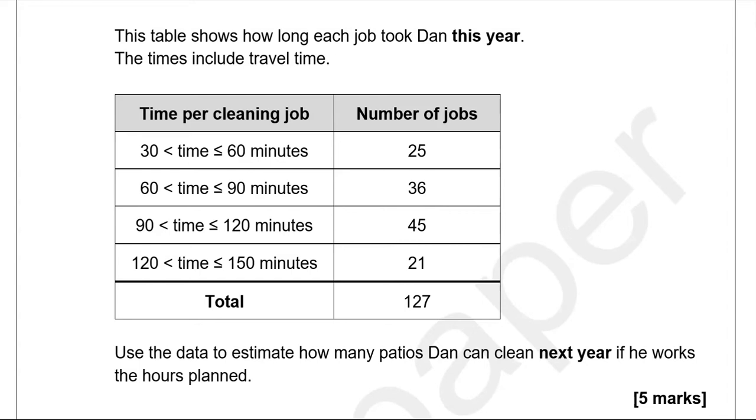So first we're going to estimate the time it takes to do one job. So we've got a range of values, time between 30 and 60, that means 45 is the midpoint, which then we're going to multiply by 25. So between 60 and 90, we'd have 75. Between 90 and 120, we'd have 105. Between 120 and 150, we have 135.